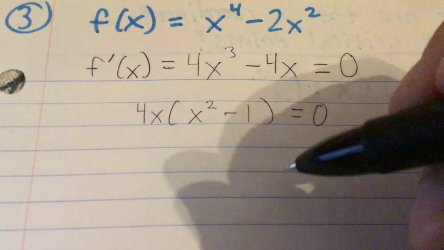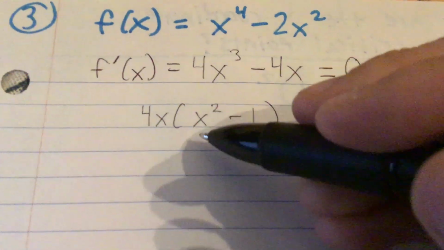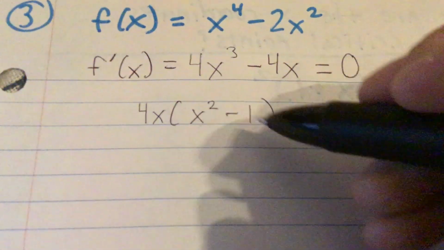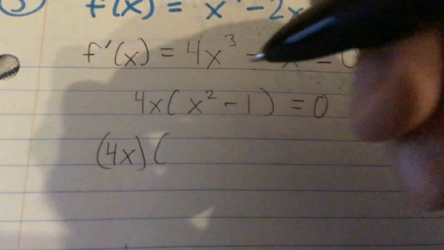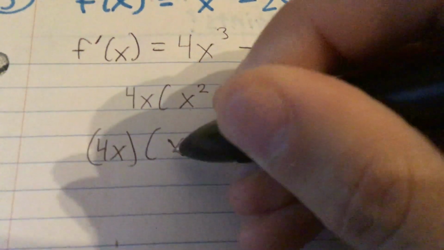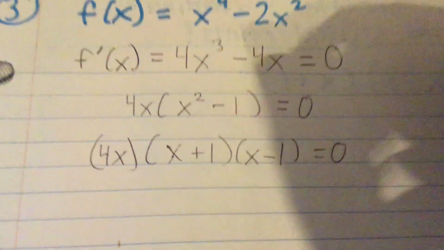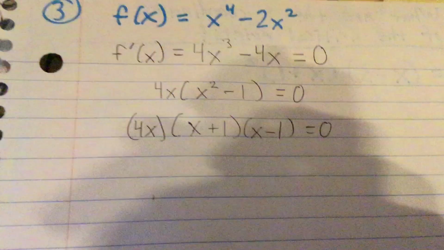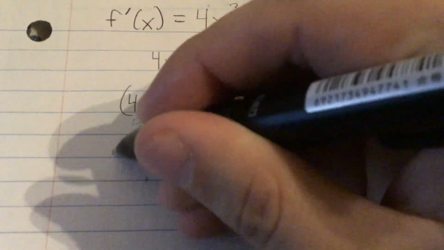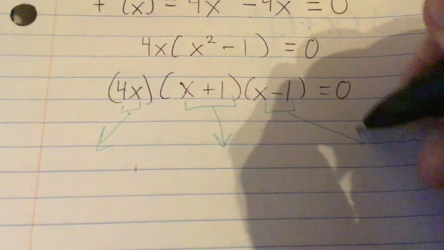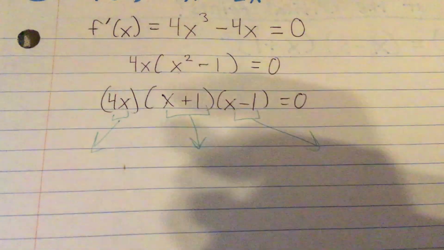So x squared minus 1 is the difference of two squares. The square root of x squared is x. The square root of 1 is 1. So we can factor these into conjugates, specifically, leave that 4x alone. This is x plus 1, x minus 1 is equal to 0. Look at that. We've got 3 critical points we can play with. So solve for x, and we'll get 4x equals 0, x plus 1 equals 0, x minus 1 equals 0.